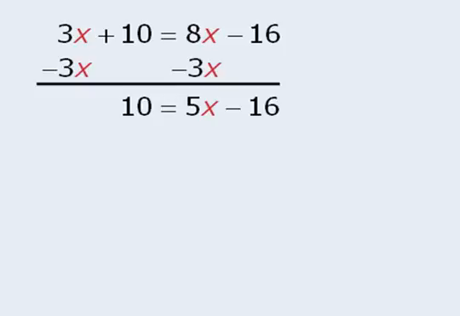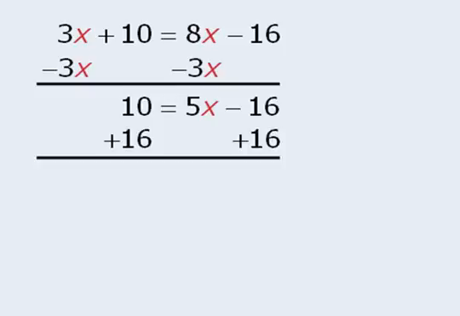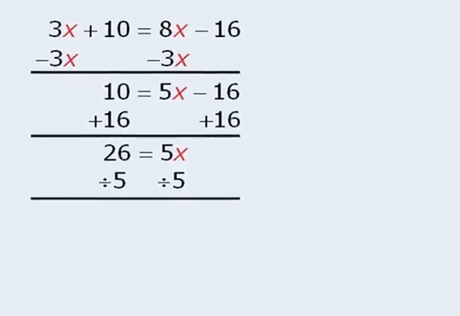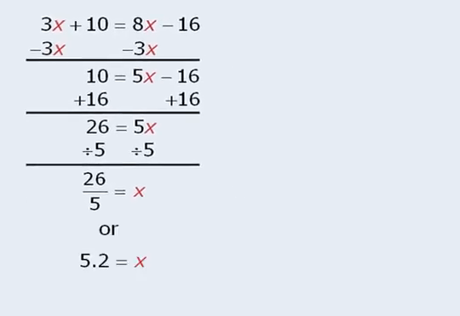From here, we can move the constant terms to one side by adding 16 to both sides. When we do this, the negative, or minus 16 on the right-hand side is eliminated, leaving us with 5x. On the left-hand side, 10 plus 16 is equal to 26. At this point, we must divide both sides of the equation by 5 to get x equals 26 over 5, which we can also write as x equals 5.2.